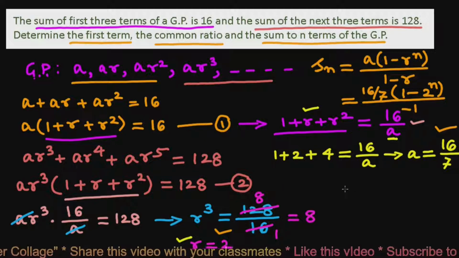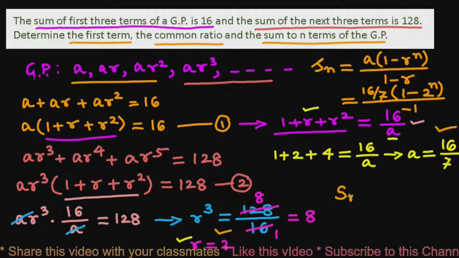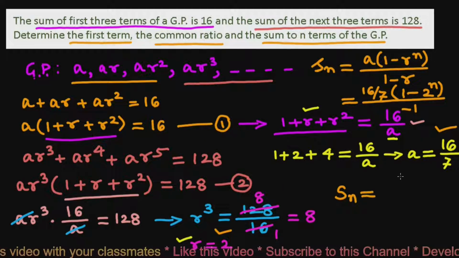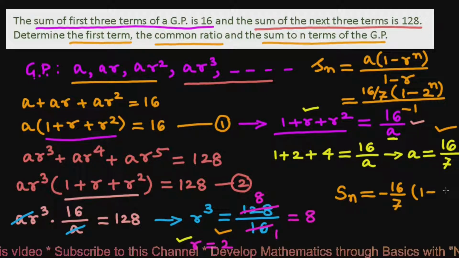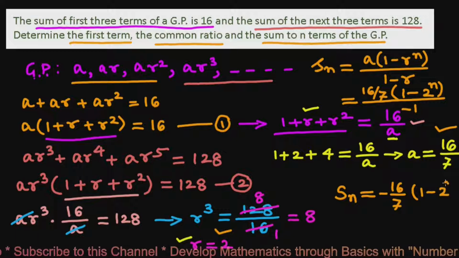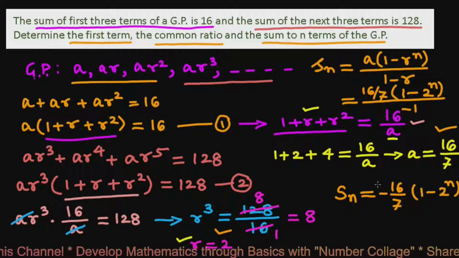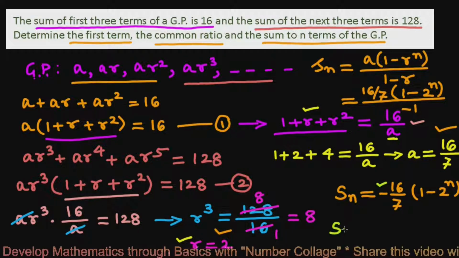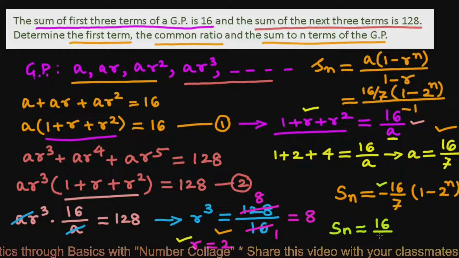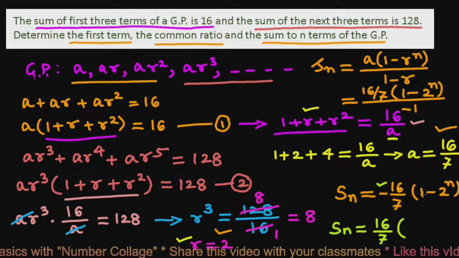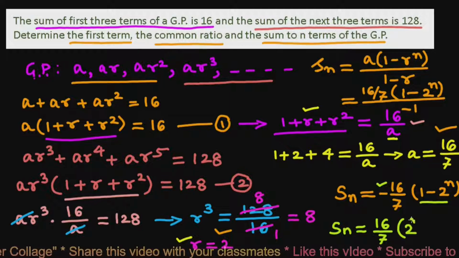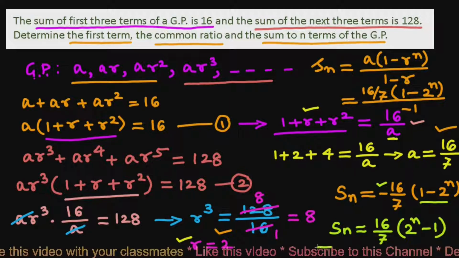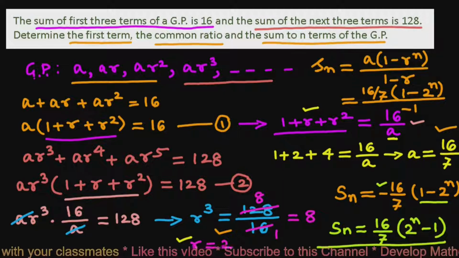So that gives finally the sum of first n terms of this GP equals minus 16 upon 7 into 1 minus 2 power n. Or by removing this minus sign we can write Sn equals 16 upon 7, and we have to write these two terms in the reverse order, so it will be 2 power n minus 1. So this is our answer, the sum of n terms of the GP.